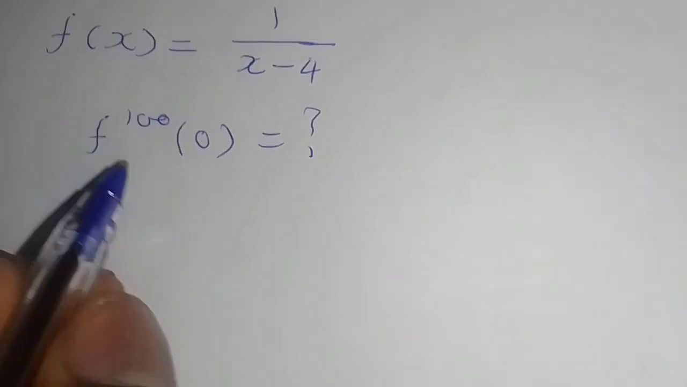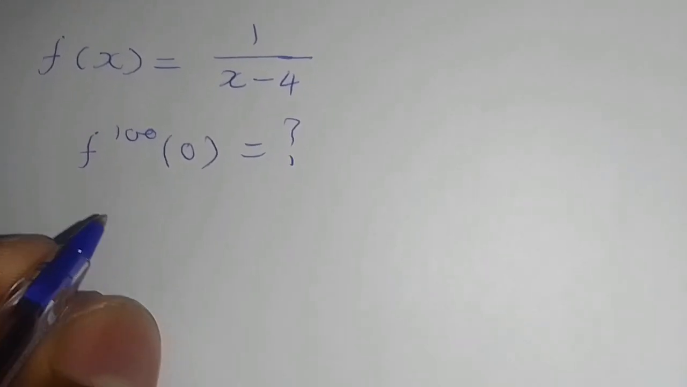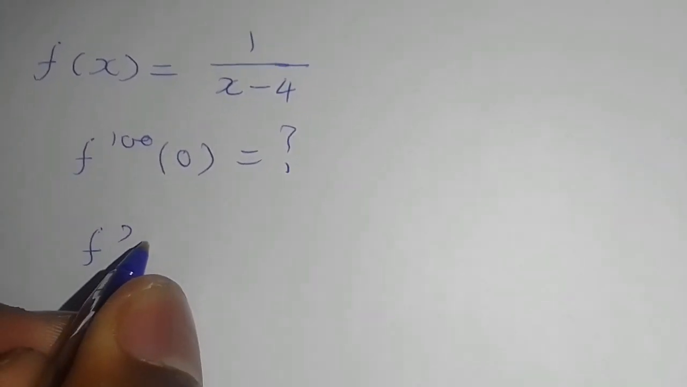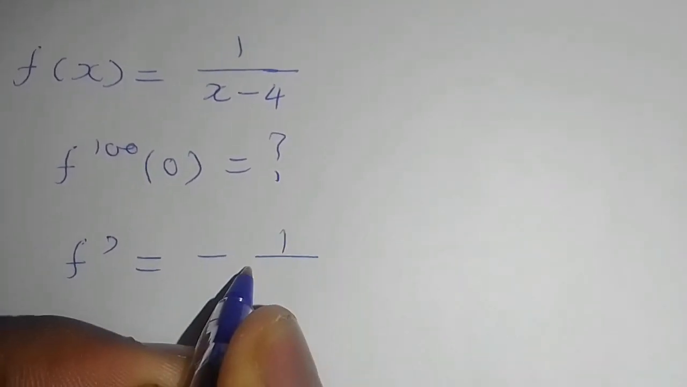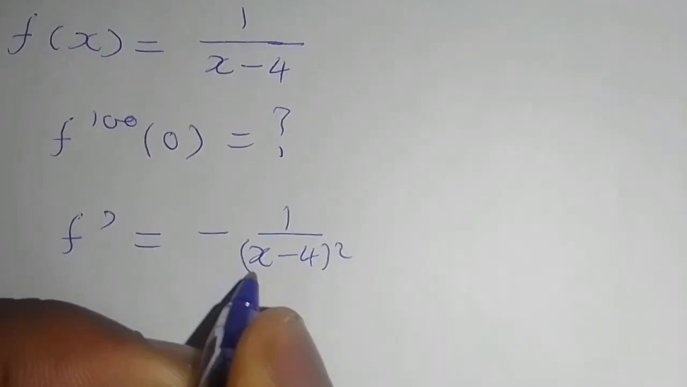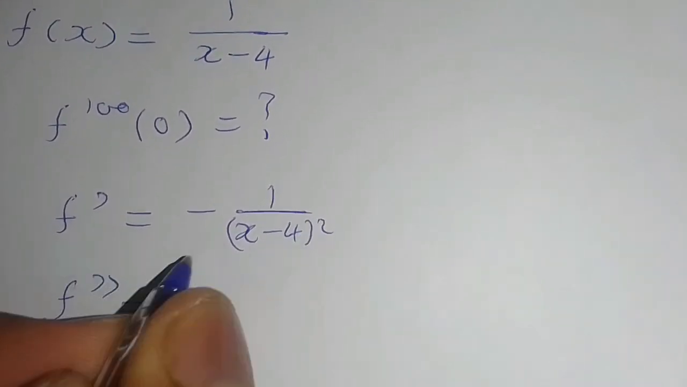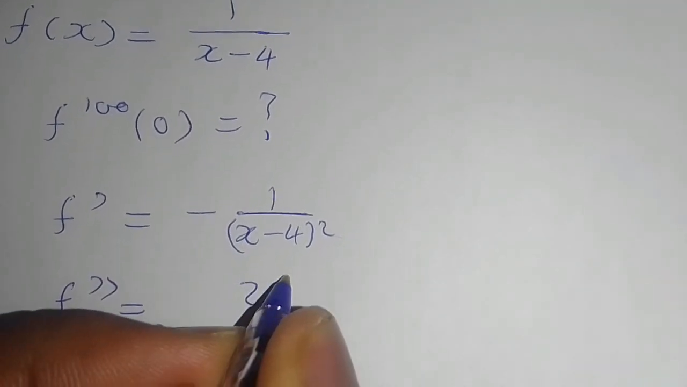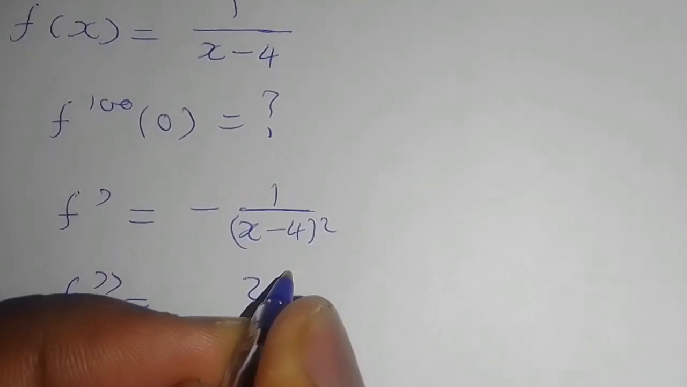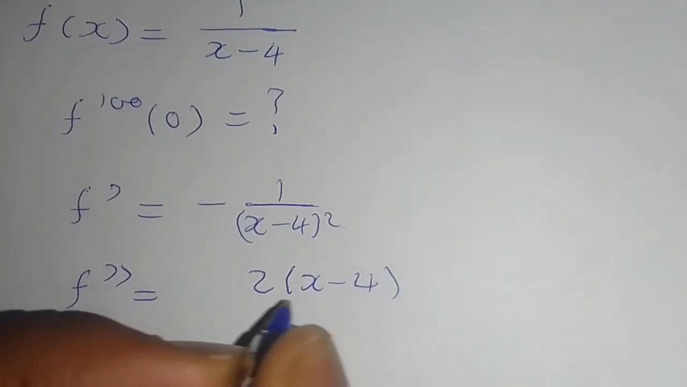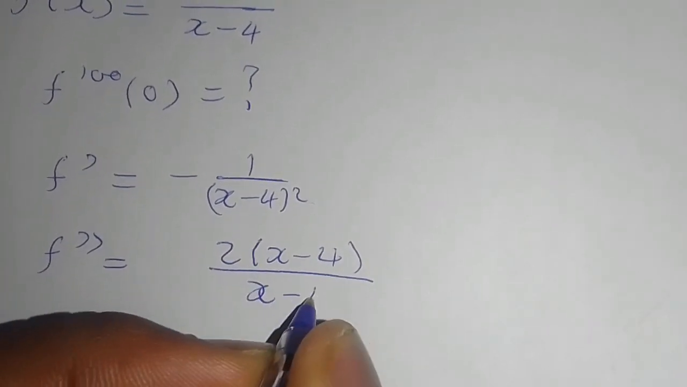And so how do you find the 100th derivative of this? Notice here that you're just going to have f prime of x being minus 1 over (x minus 4) all squared. And then if you take the derivative of that again, you're going to have the derivative of the denominator, which is 2, and the derivative of the inside part is 1. So you're just going to have 2 times (x minus 4) divided by (x minus 4) raised to the 4th.